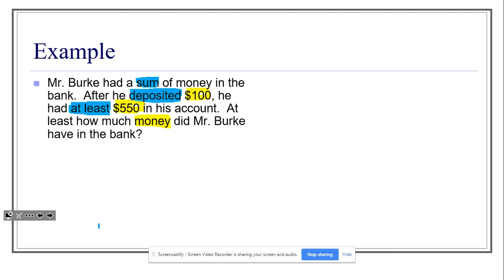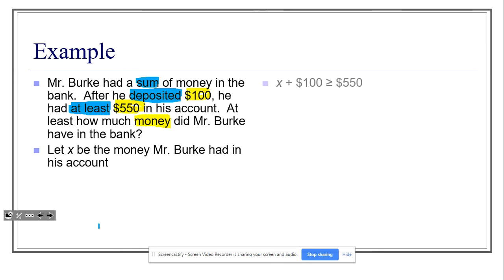So our let statement is as follows. We want to let X be the money that Mr. Burke had in his account. Next, we set up our inequality. The sum of money after deposited would be X, what he originally had, plus the $100. At least, we want to use greater than or equal to, and then the $550.